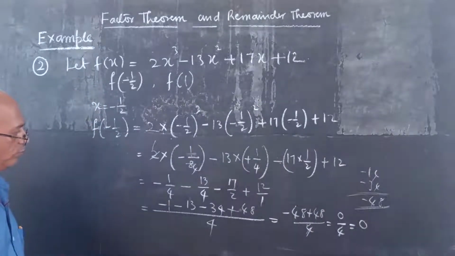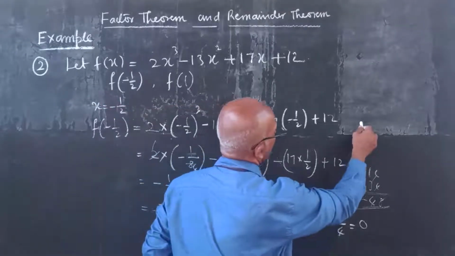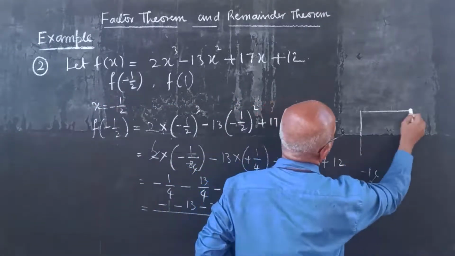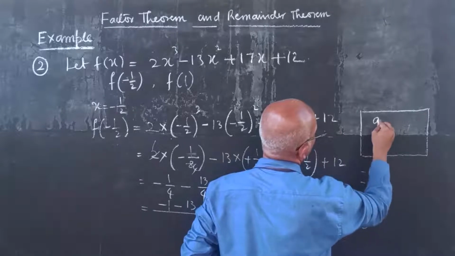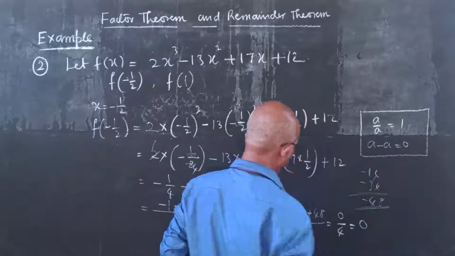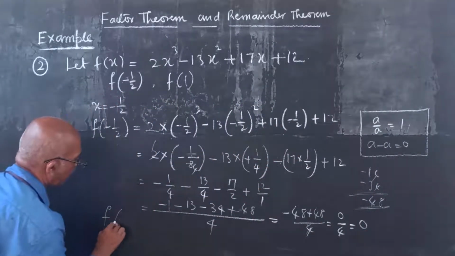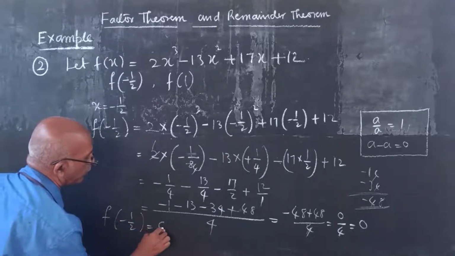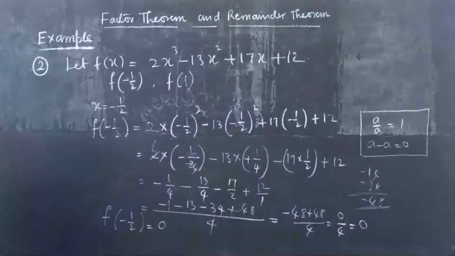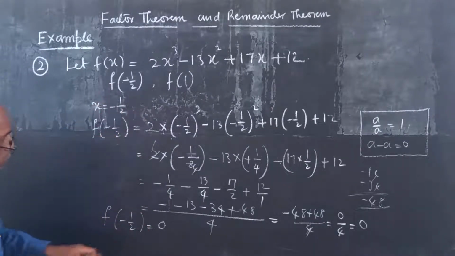Now here this is important. I used to tell this is the most important concept: a by a is 1, a minus a is 0. So often we use this in mathematics. So we got f of minus 1 by 2 is equal to 0. Now 0 is the value of the polynomial f of x at x is equal to minus 1 by 2. Now he is asking f of 1 also.